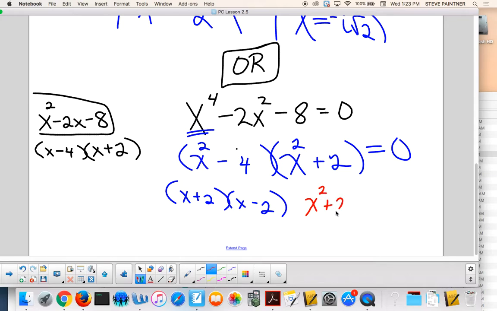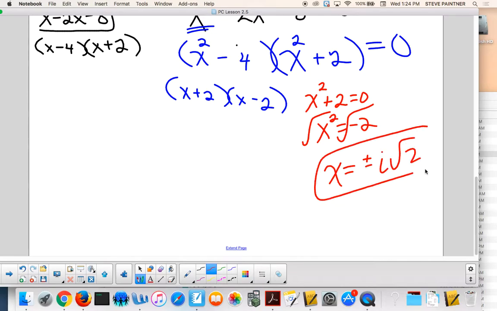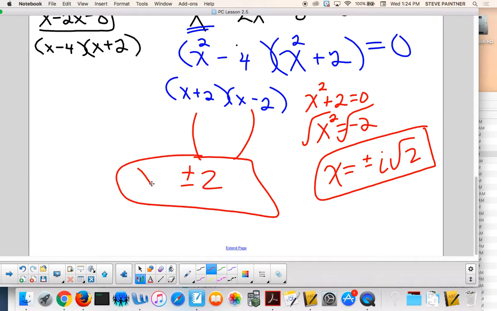Set it equal to 0. When is x squared plus 2 going to be 0? I could do the formula, but no way. I'm not doing it. Right? Square root, and you end up with x equals what? Plus or minus i square root of 2. Look at that. There's your zeros. And out of this one and this one, there's your zeros. Right?